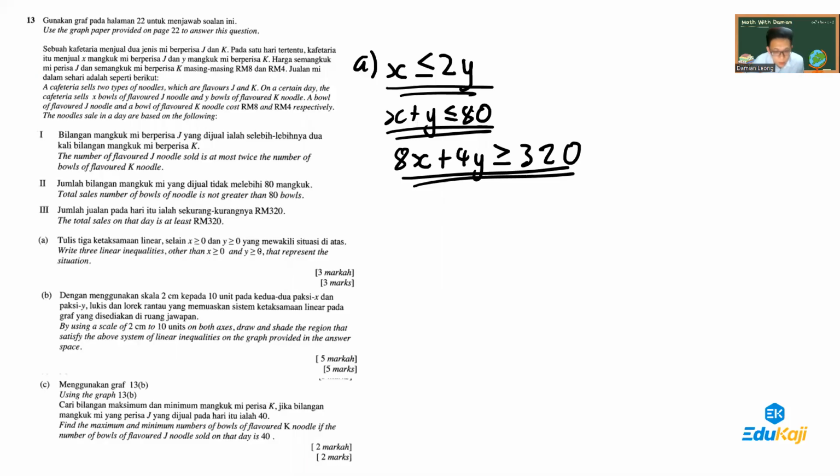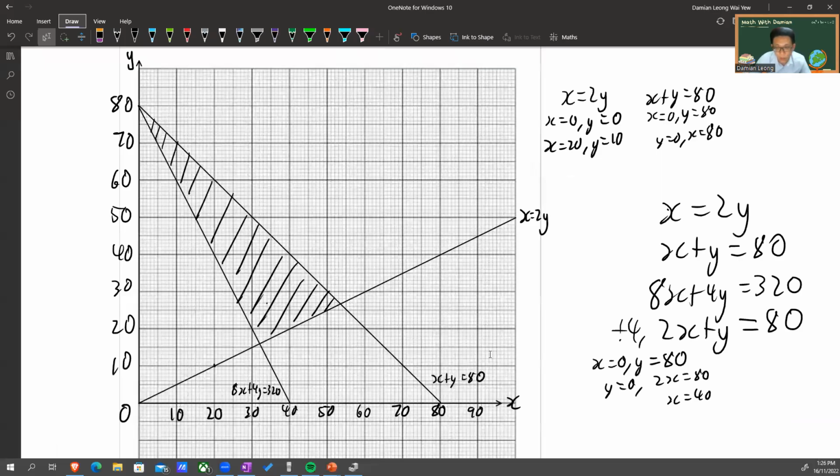Using the graph, I want to find the maximum and minimum number of bowls of flavored K noodles if the number of flavored J noodles sold on the day is 40. Means X is 40. I want to find the Y. So X is 40. Here, I look at the Y value. It goes from 20 until 40.